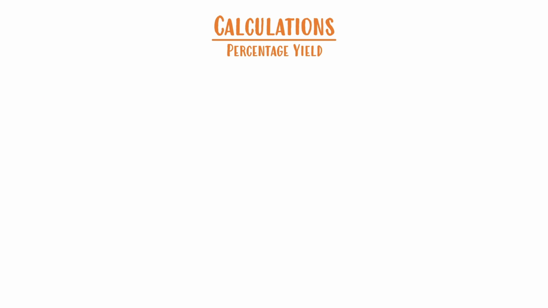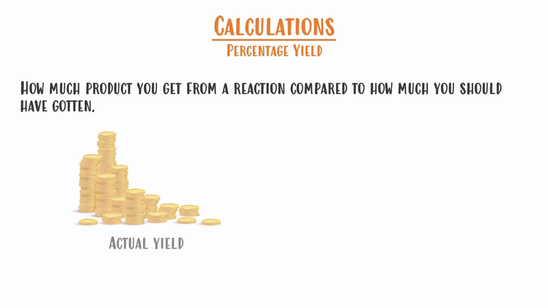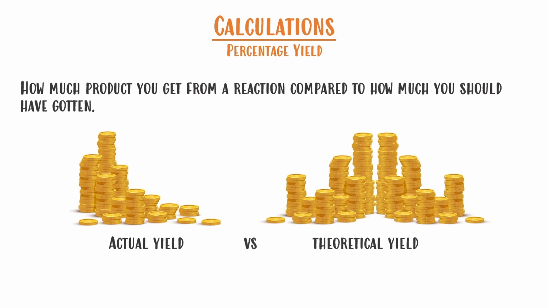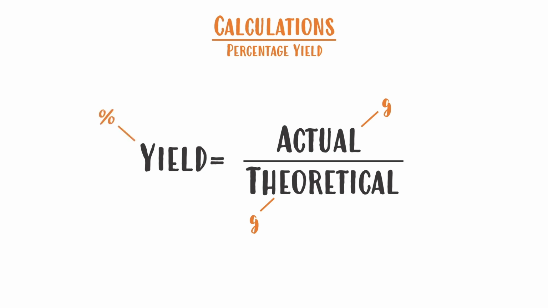Right, now percentage yield is essentially how much product you make from a reaction compared to how much you should have made. And here's just a visual representation. And you almost always make less than the actual expected from your theoretical yield. Our formula for this is yield equals the actual divided by the theoretical, where both actual and theoretical are measured in grams, and the yield could be given as a percentage.